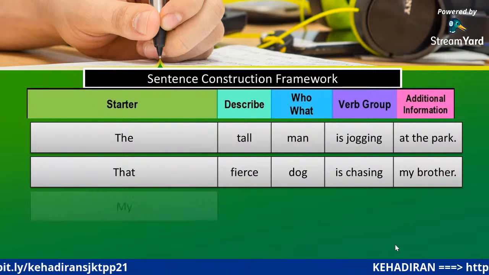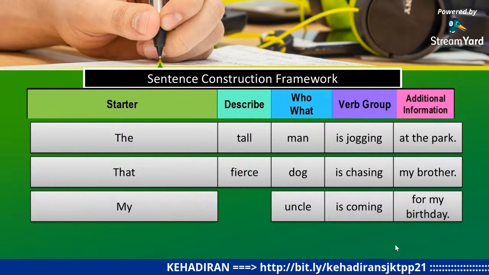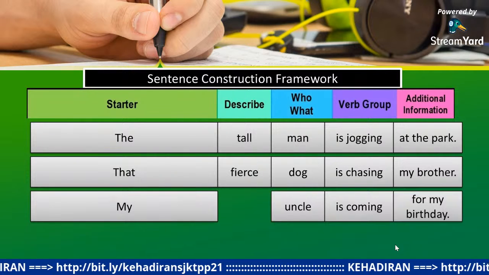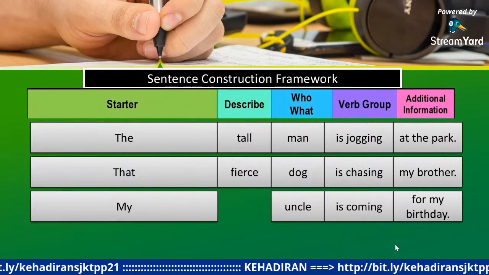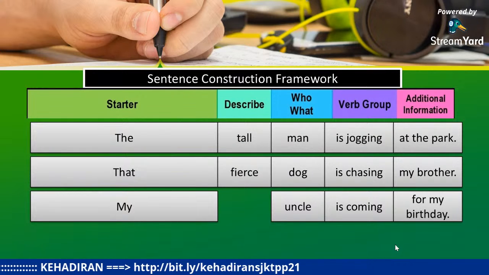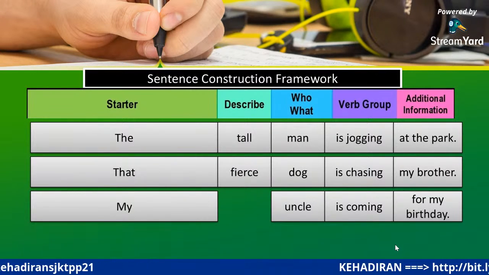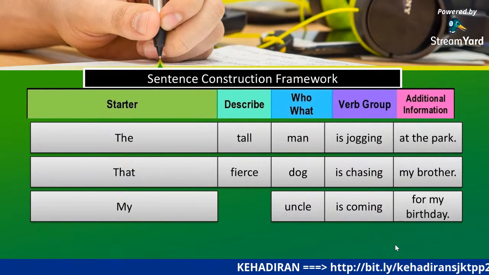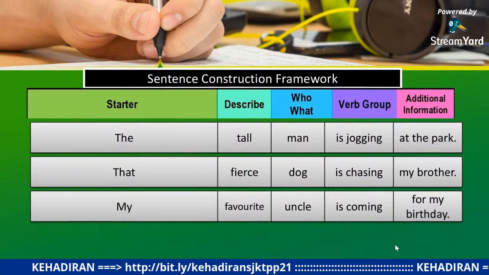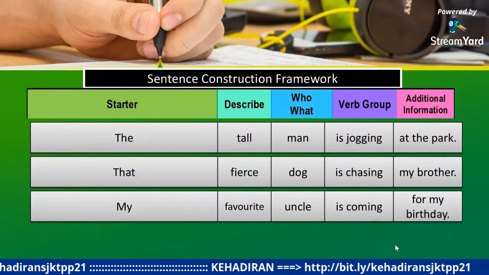Okay, my dear viewers, we move on. My uncle is coming for my birthday. Can you see that? My uncle is coming. It's complete actually. But coming for what? For my birthday. So in this context, the additional information is very relevant. It's needed to make sense, right? So which uncle? My favorite uncle. My favorite uncle is coming for my birthday.